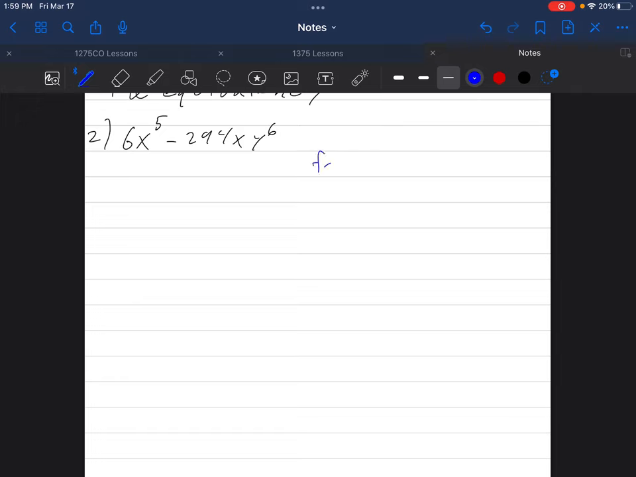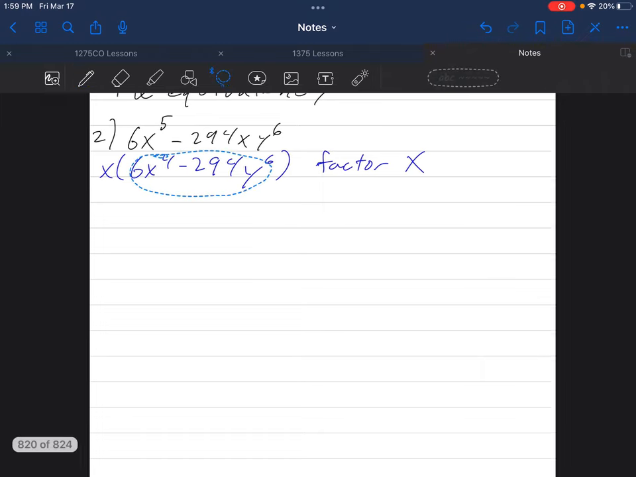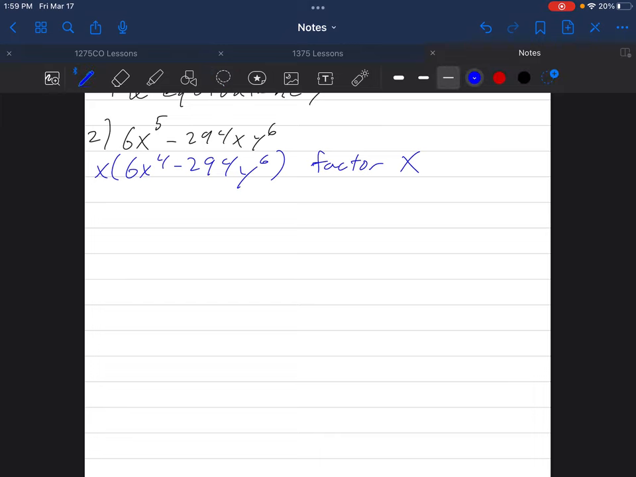The first thing I want to factor is x, right? I see here, this is x to the 5th and this says x to the 1st. So we can factor x like that and make this a little bit smaller, a little bit simpler, a little bit easier to look at. I am noticing now, this is the number 6 and this is the number 294. Again, without trying to just find the greatest common factor, they were both even numbers. So let's look at that and divide out 2.